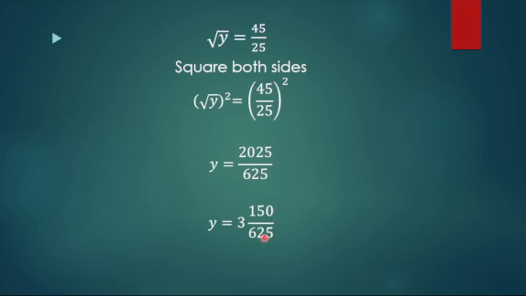Looking at 150 and 625, 25 is common. Use that to divide 150 and 625. We are going to have y is equal to 6 over 25. All right, we have been able to solve the second example.